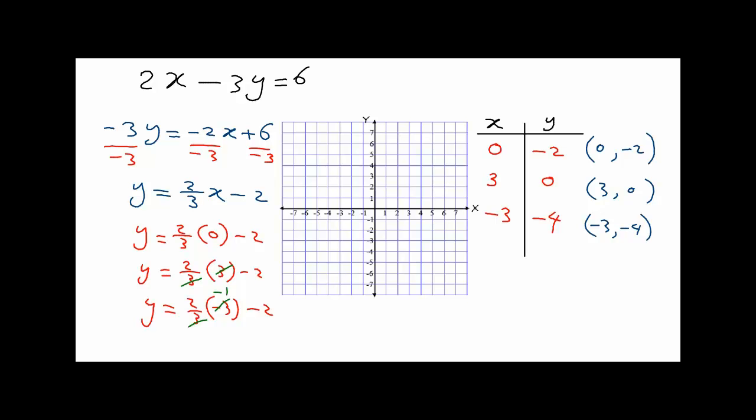Let us go now to plot these 3 points on our plane. (0, negative 2): don't move right or left, and go 2 units down, and this is the place for the first point. Second point, (3, 0): going 3 units to the right, don't go up or down, so this is the second point. Third point, negative 3, so we go to the left 3 units, and negative 4, going down 4 units, so this is the third point over here.